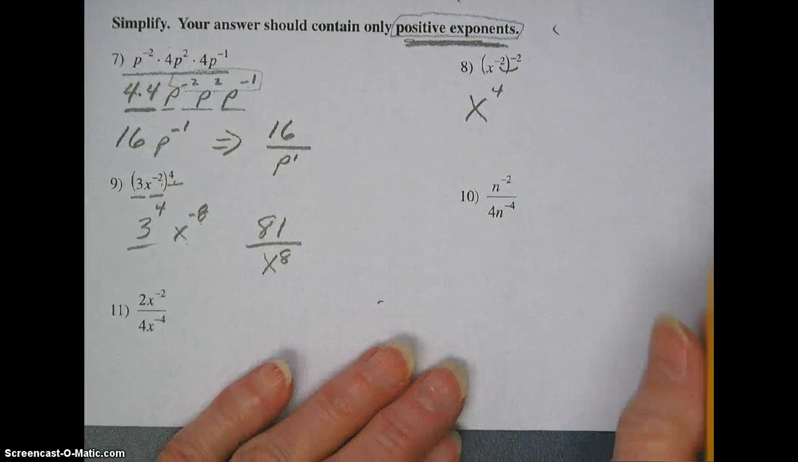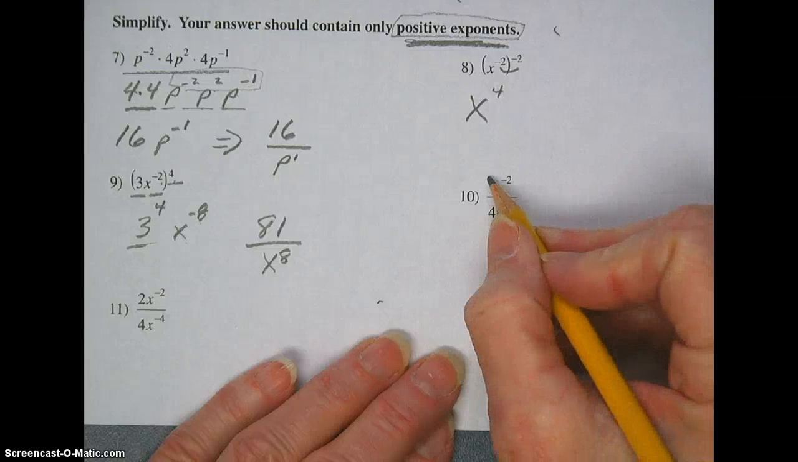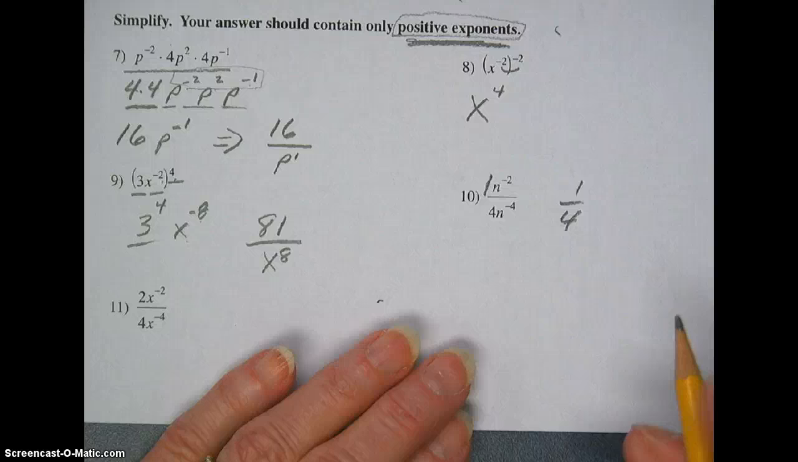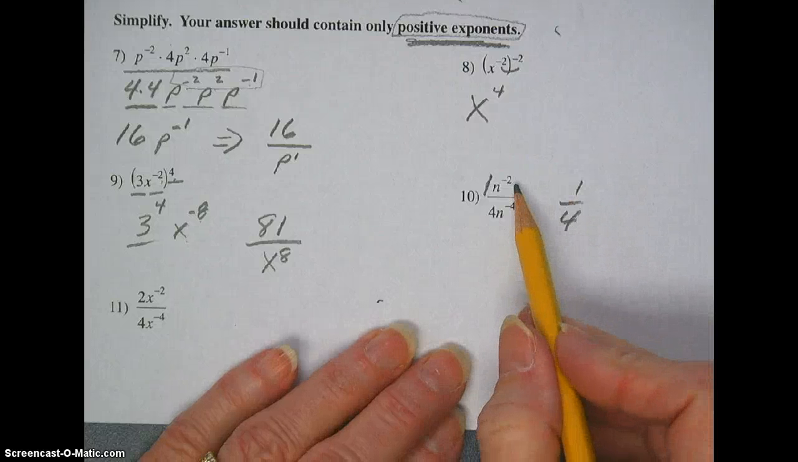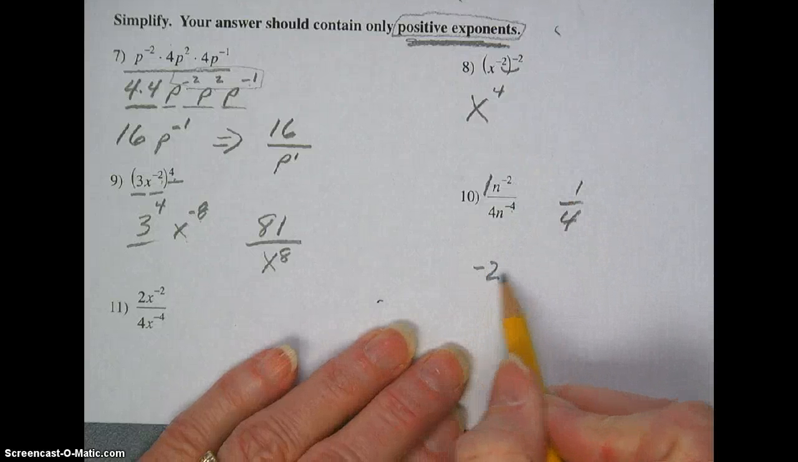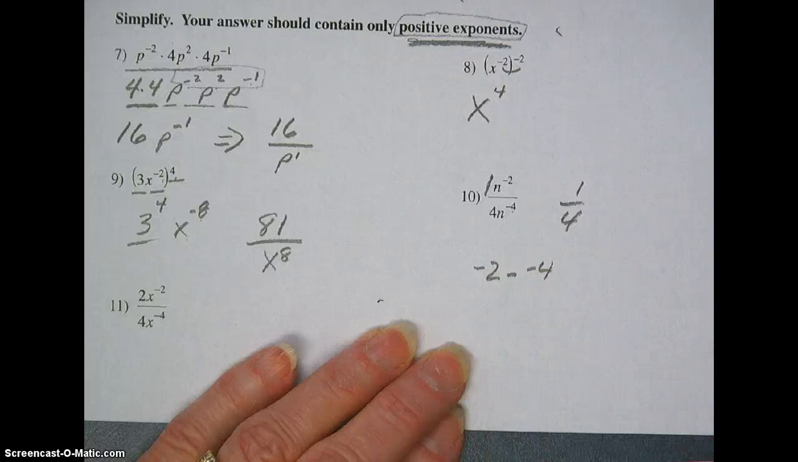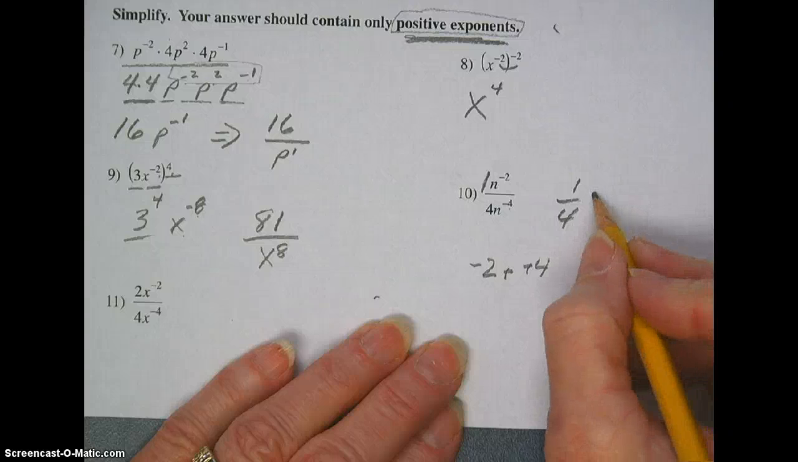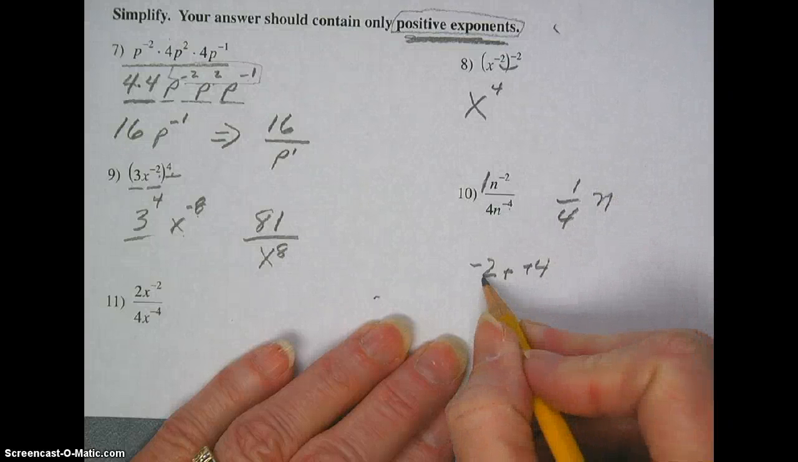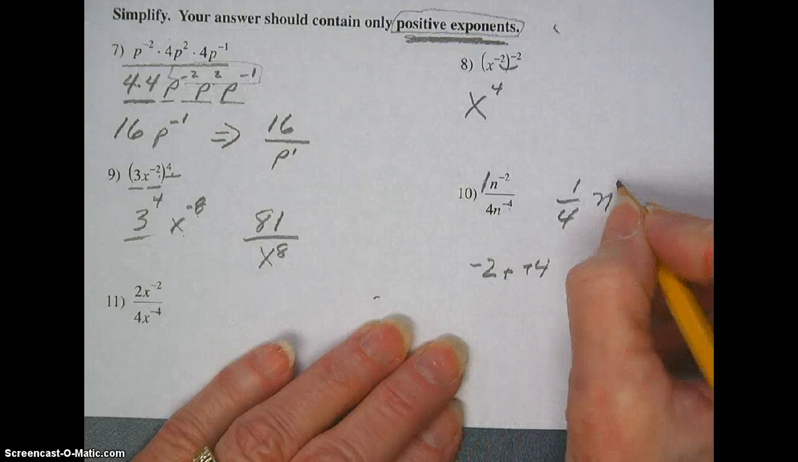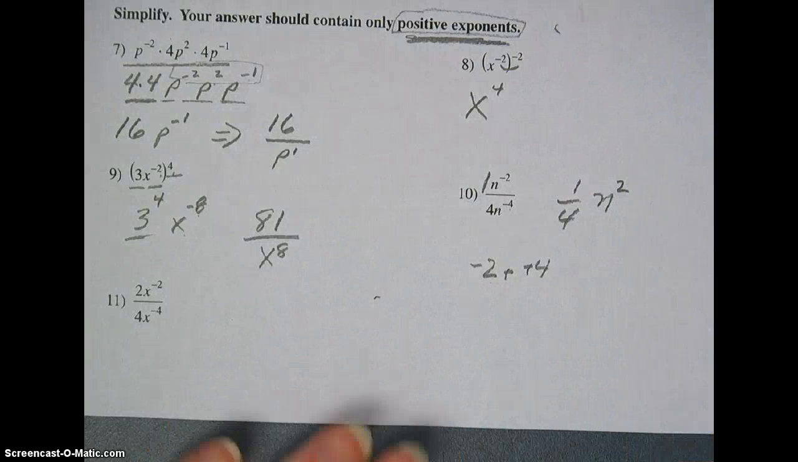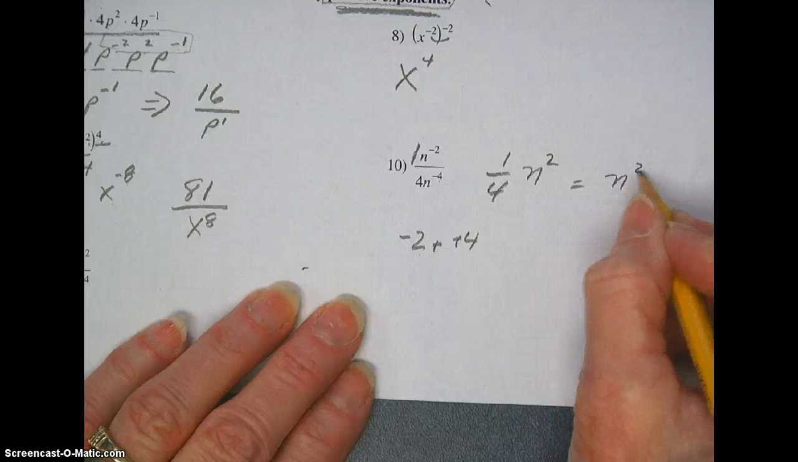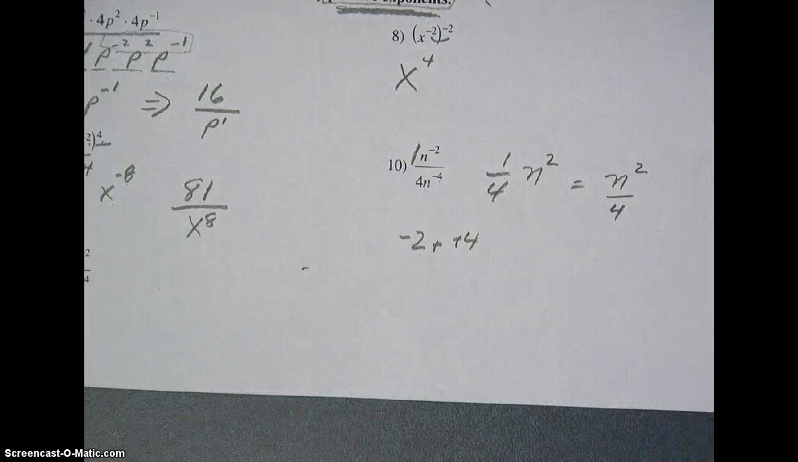And number 10, you'll be asked to take care of numbers first. There's a number here, so 1/4 is just 1/4. Now be careful when you subtract exponents. A negative 2 minus a minus 4. A minus minus, remember, is a plus plus. So this would give us an n. Negative 2 plus 4 will be a positive 2. You might also see that written as 1 times n squared is just n squared all over 4.